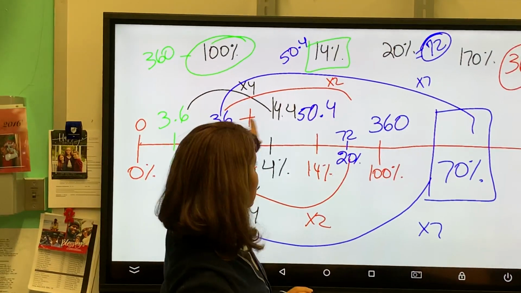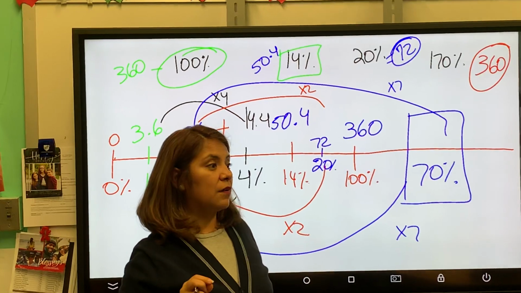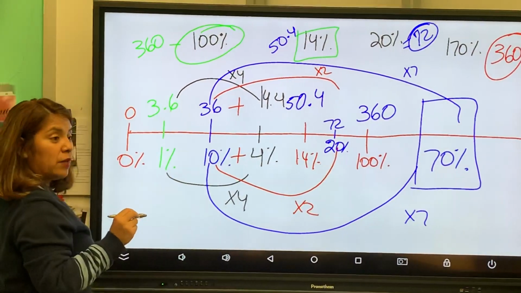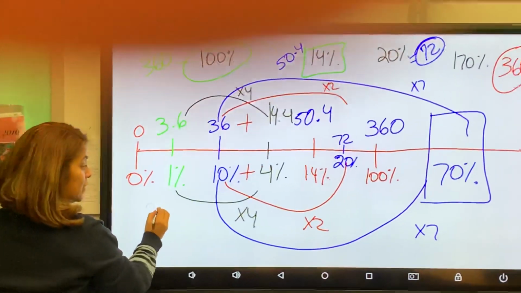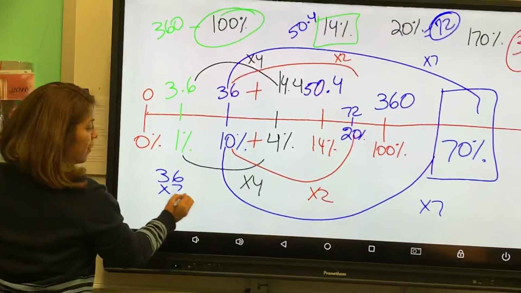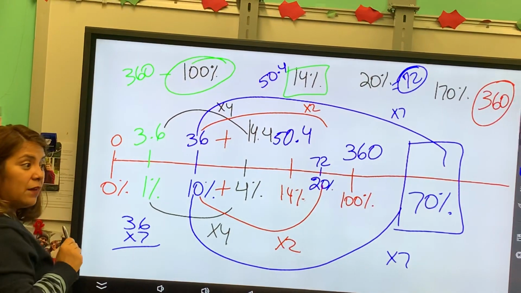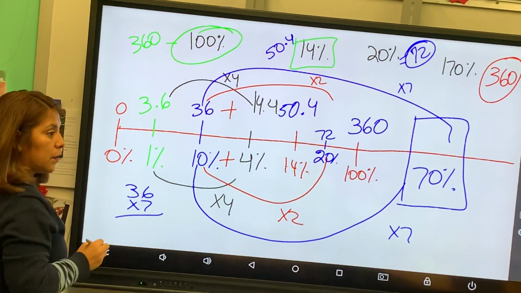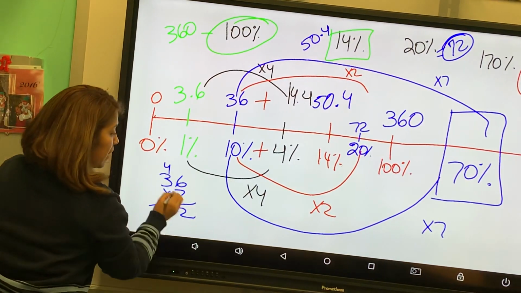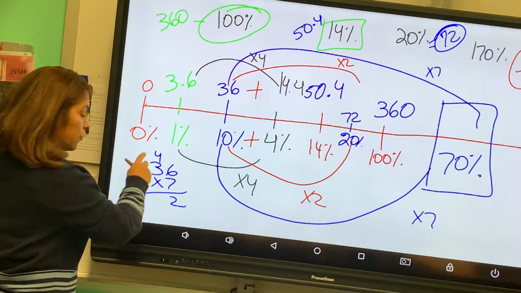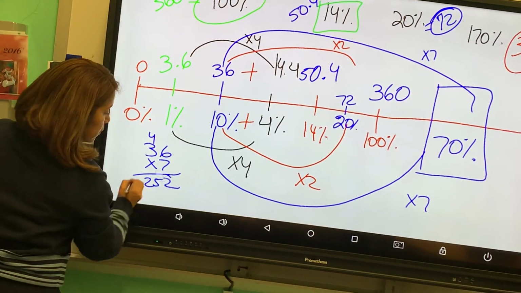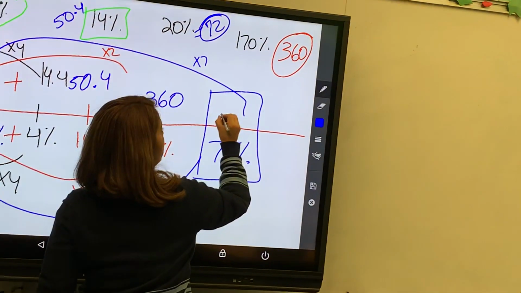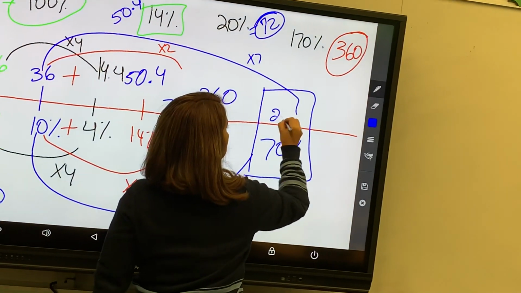And what will be my 36 times 7? 252. How many of you agree that it will be 252? 36 times 7. Is that right? We have here 7 times 6 equals 42. 7 times 3 equals 21. Plus 4. 252. So now we have here 70% of 360 will be 252.